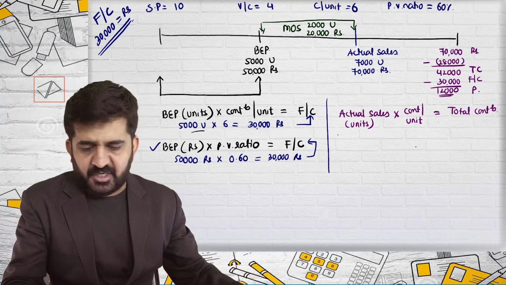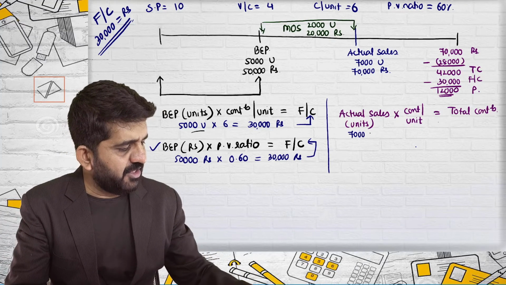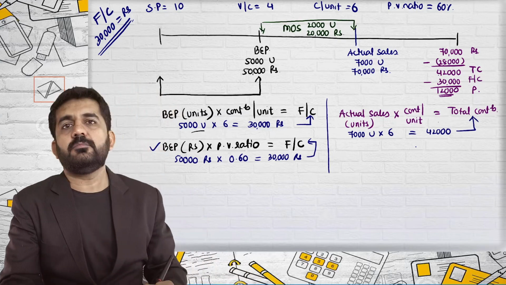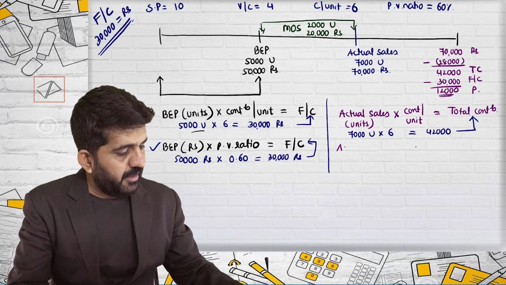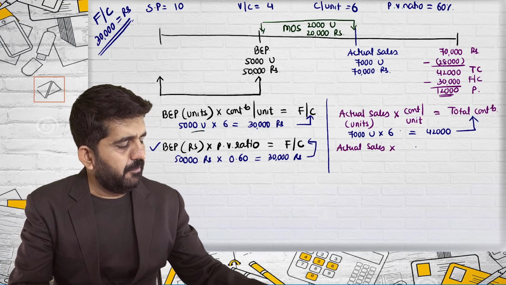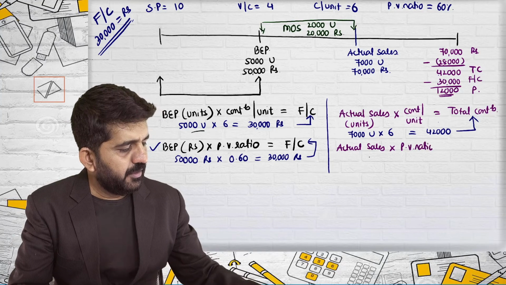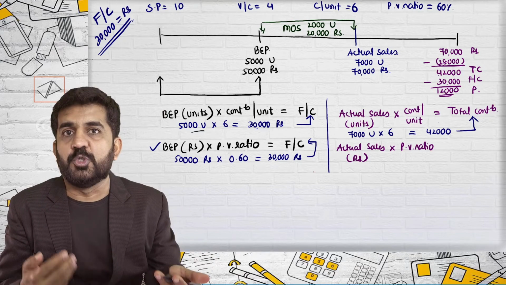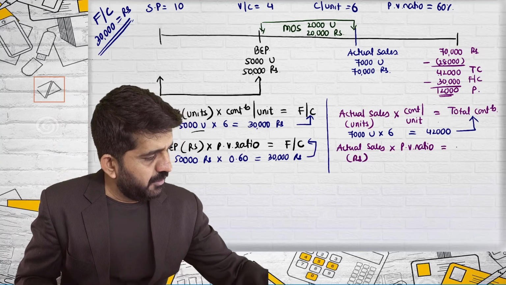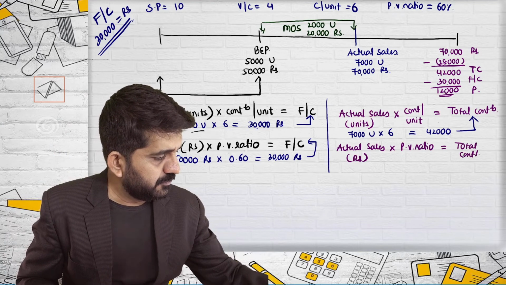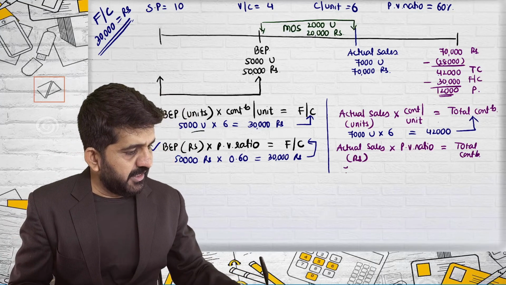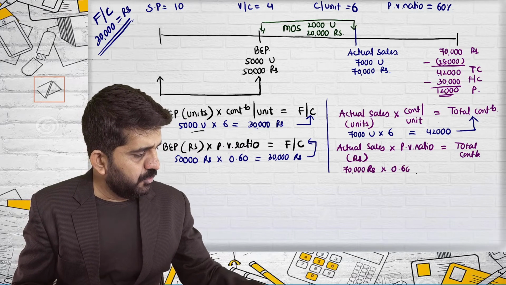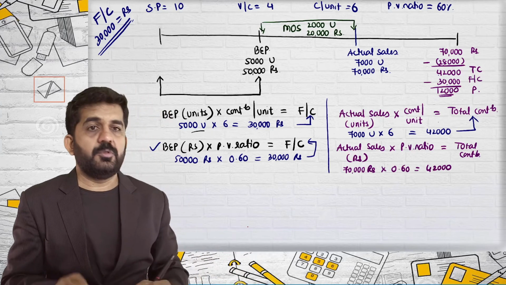Let me verify whether this is the correct answer or not. Actual sales is 7,000 units multiplied by 6 will be 42,000, which is nothing but total contribution. Actual sales multiplied by PV ratio: this actual sales is in rupees. Are you getting an idea? When I take it in rupees, I take per rupee what is the contribution, which is nothing but PV ratio. Will be also total contribution. Actual sales is 70,000 rupees multiplied by 0.60 will be 42,000.